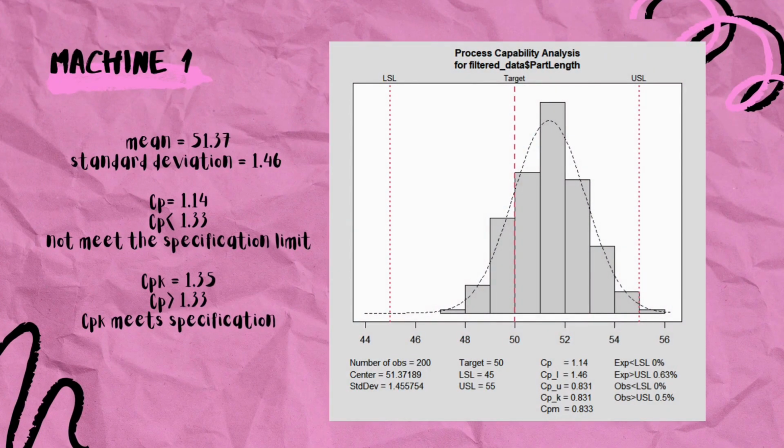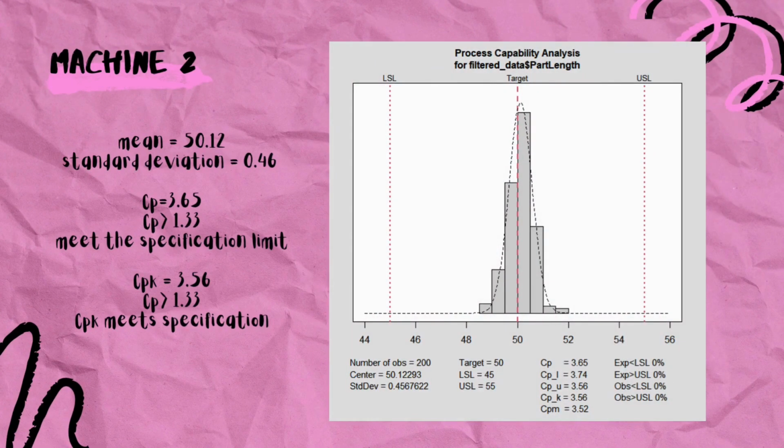Moving next, I'm going to discuss process capability analysis using ANOVA calculation in R. First, the graph of process capability for machine 1 is positively skewed and it doesn't meet the specification limit since the graph exceeds the USL value. The value of CP is 1.14, less than the minimum limit, which is 1.33. So it doesn't meet the specification, but the CPK is 1.35, more than 1.33, and it meets the specification limit.